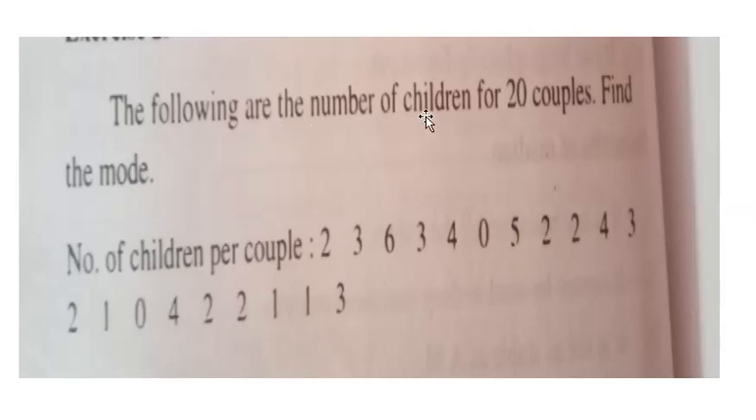The following are the numbers of children for 20 couples. Find the mode. Number of children per couple: 2, 3, 6, 3, 4, 0, 5, 2, 2, 4, 3, 2, 1, 0, 4, 2, 2, 1, 1, 3. So these are the children of 20 couples. Now this is called raw data because there is only one data given here, the number of children per couple. When it is raw data, there is no formula to calculate mode, but we can calculate the mode by counting. Let us see how to calculate the mode when it is raw data.